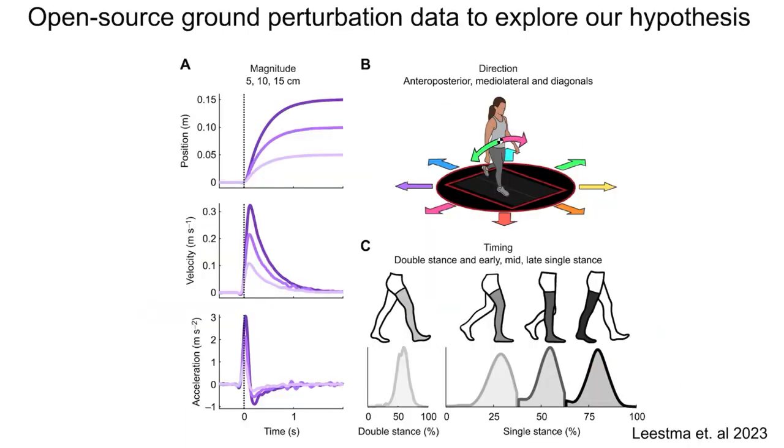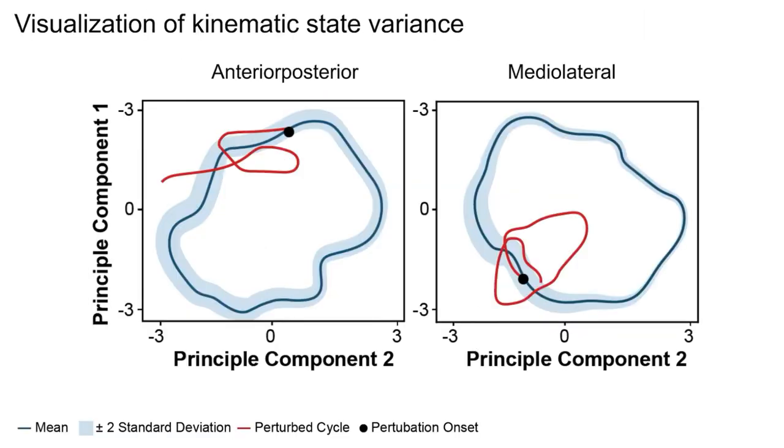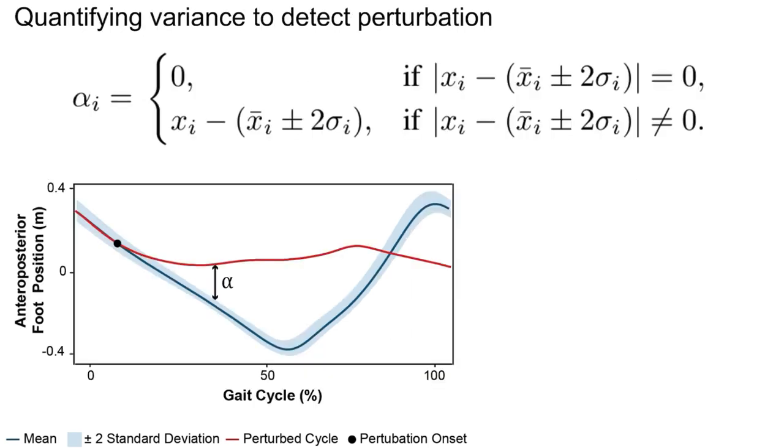We utilize an open-source ground perturbation dataset to develop our model. This dataset contains walking trials with 96 unique ground perturbations. Our principal component analysis demonstrates the sensitivity of the selected states to perturbations in both the anterior-posterior and medial-lateral directions. To quantify the variance of each state, we compare the current state value to its steady-state mean plus or minus 2 standard deviations. The parameter alpha remains at 0 as long as the state stays within this range. Once it exceeds the range, alpha is calculated as the Euclidean distance between the current state value and the boundary of plus or minus 2 standard deviations from its mean.